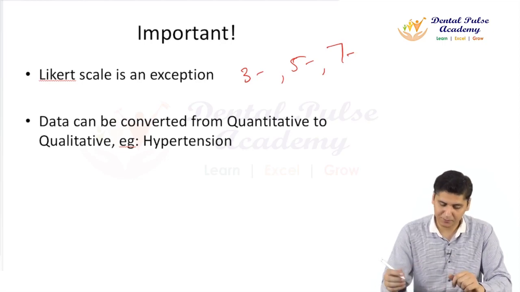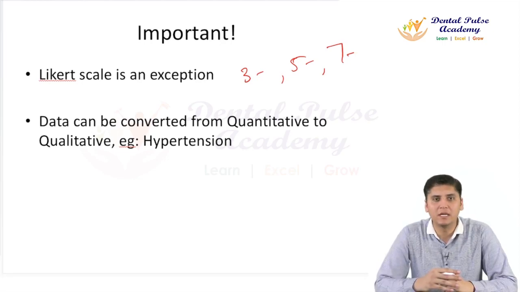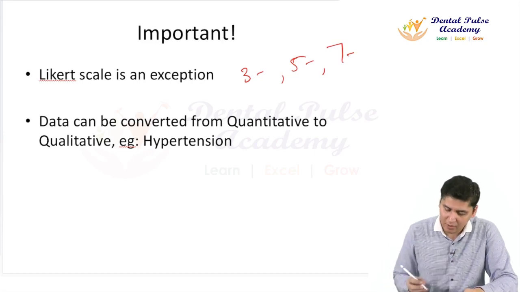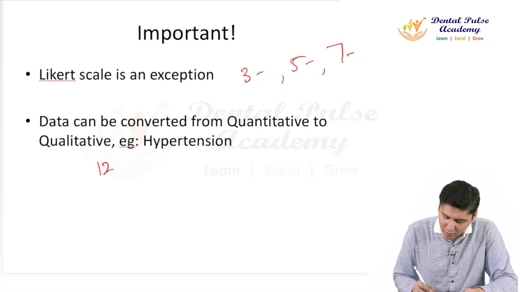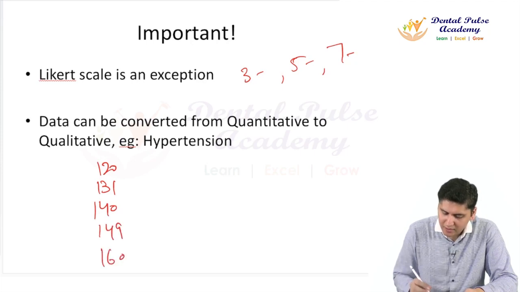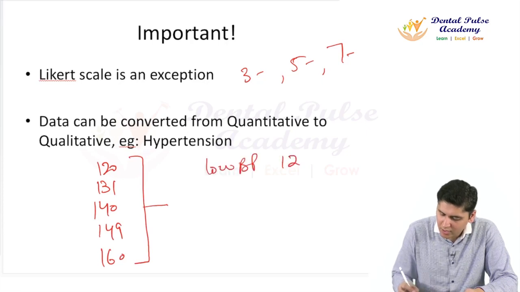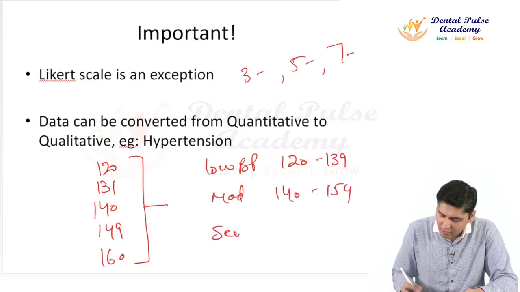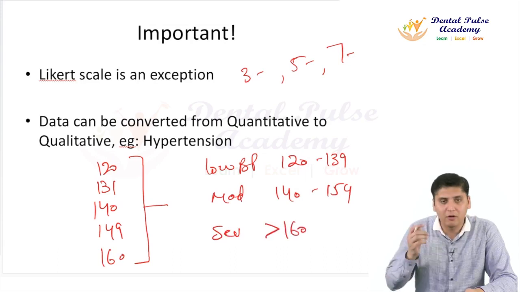One thing I want to focus you all upon is that data can be converted from quantitative to qualitative, but not from qualitative to quantitative. For example, if I have 5 people having high BP and the BP levels are 120, 131, 140, 149 and 160, this data can be categorized into low BP, which is a category of 120 to 139, moderate BP, which has a category of 140 to 159, and severe BP, which has 160 millimeter of mercury or more.